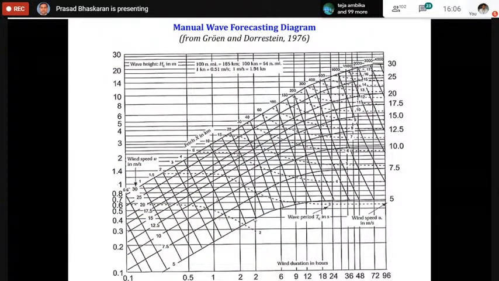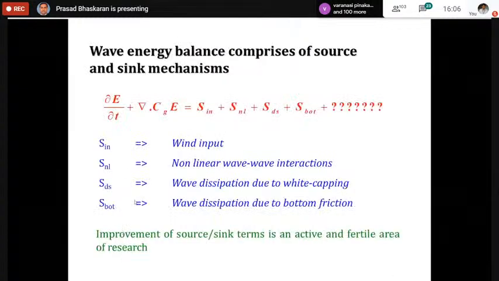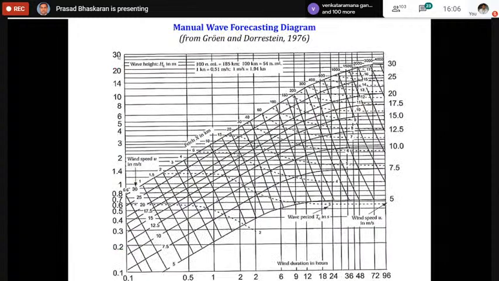This is the Bretschneider nomogram. If you look at this figure, the y-axis represents the wind speed. You can see the wind speed changing from 0.1 going up to 30 meters per second. And the x-axis of the figure is the duration, how long the wind was blowing, up to 96 hours.